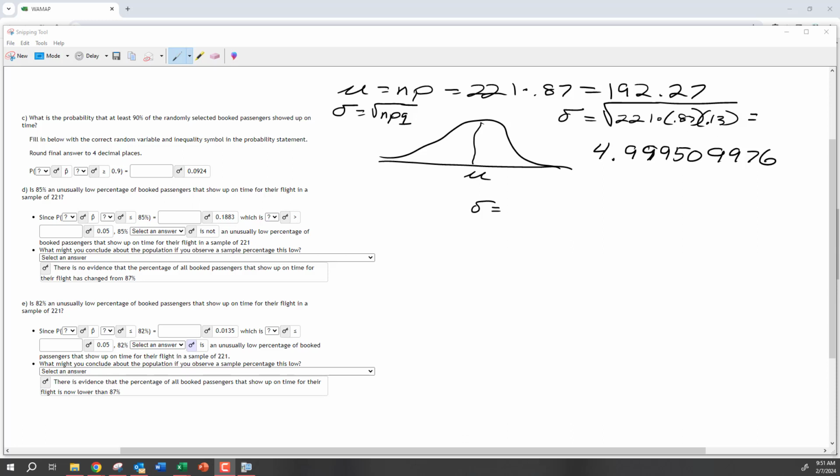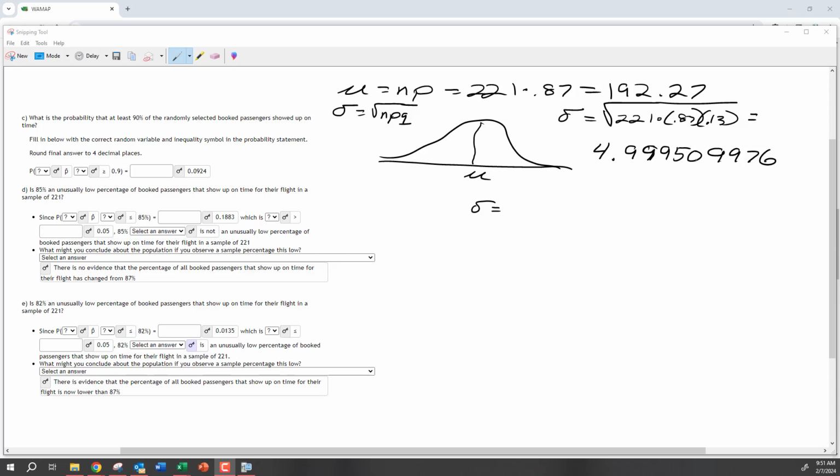Now, you're going to see here in a second that we want to keep as many decimals as possible to keep our answer as close as possible. We don't want to round on top of rounding. So you don't want to take your standard deviation and round it up to 5. You really don't even want to round it to, let's say, 4.9951.